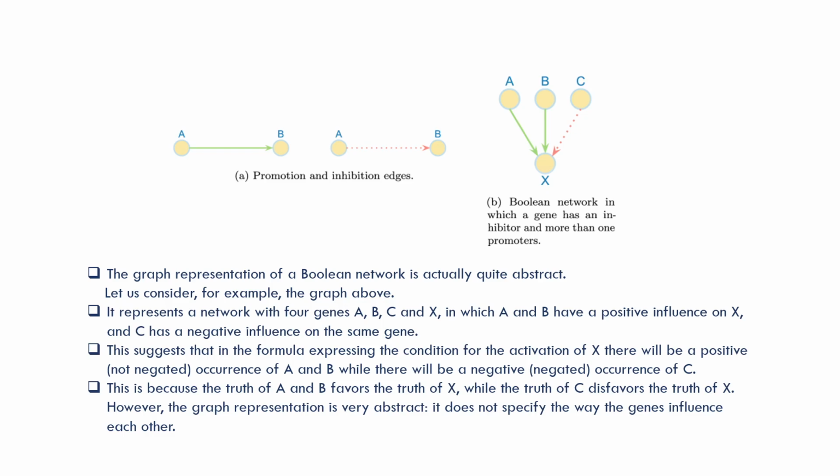However, one thing you notice is that this representation is very abstract. It does not specify the way genes influence each other. We know how A, B, and C are acting on X, but we do not know how A, B, C themselves are connected with each other. This is something you'll want to know if you are doing certain Boolean models.